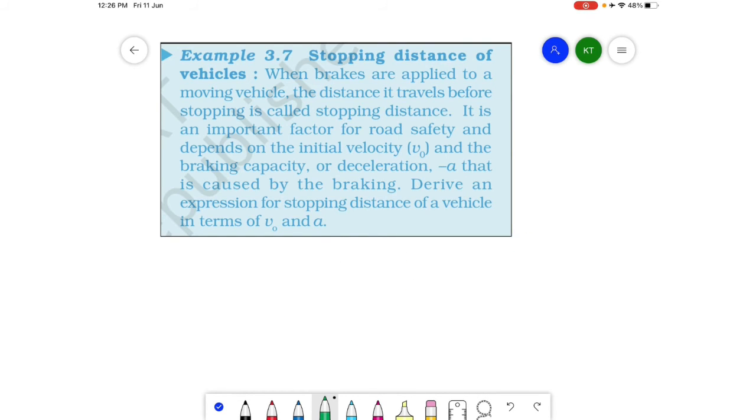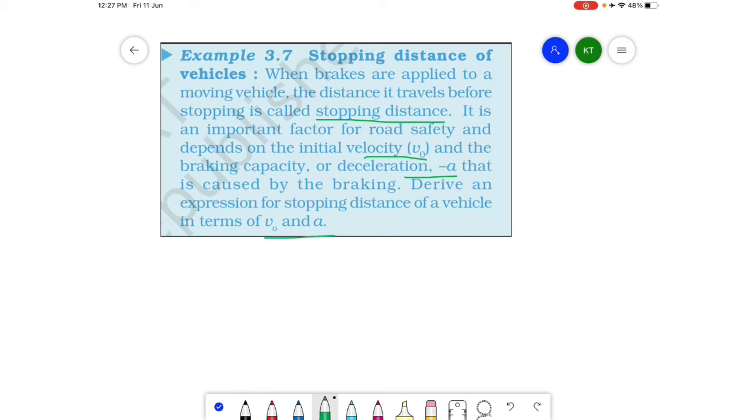Question 3.7. Stopping distance of vehicles. When brakes are applied to a moving vehicle, the distance it travels before stopping is called stopping distance. It is an important factor for road safety and depends on the initial velocity v0 and the braking capacity or deceleration minus a that is caused by the braking. Derive an expression for the stopping distance of a vehicle in terms of v0 and a.